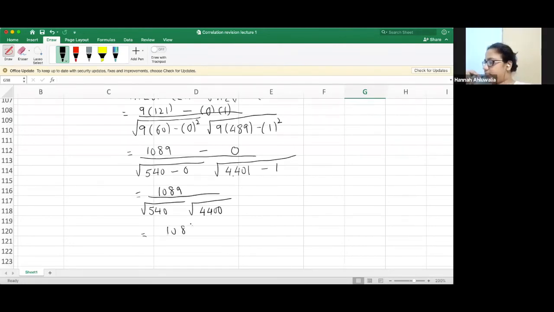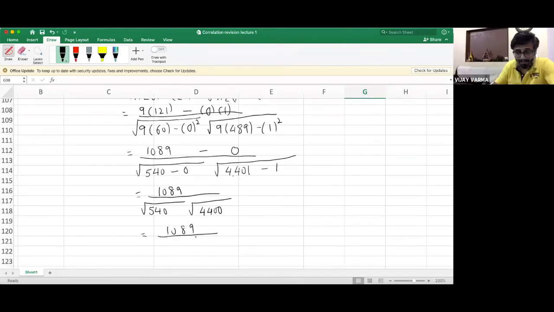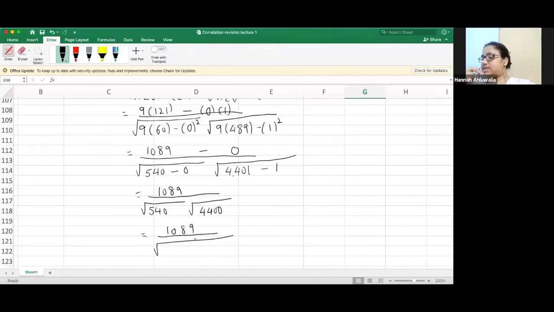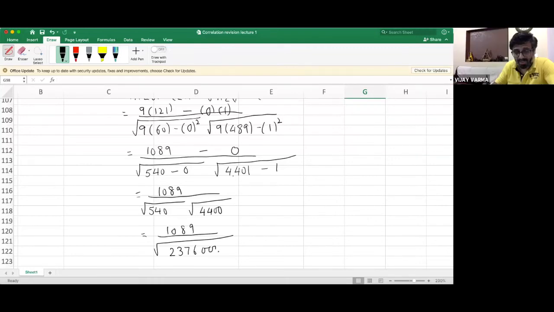Next step, tell me the denominator. 1089 upon root 2376000. Okay. Be careful in calculation because I am depending on your calculation only. 540 into 4400, everyone must be able to get 2376000.